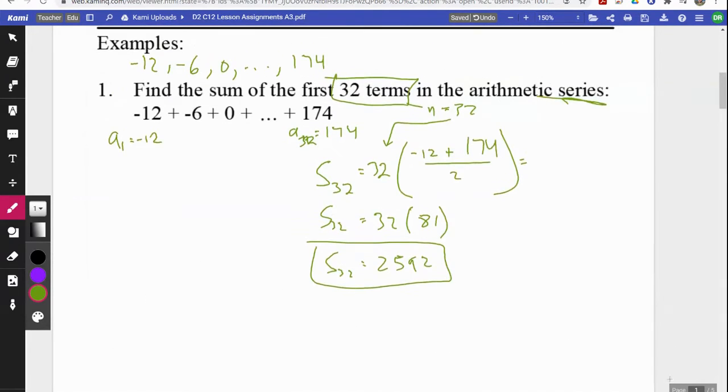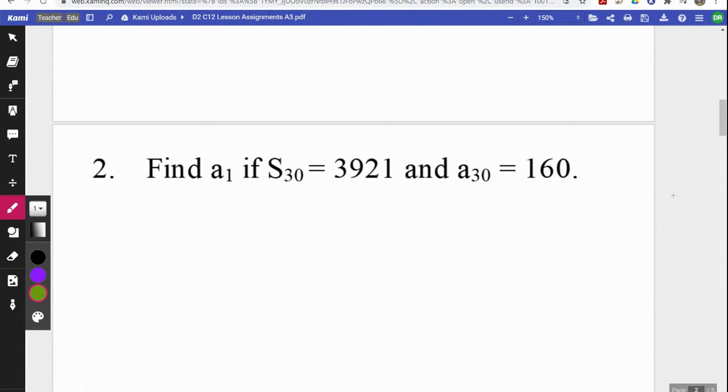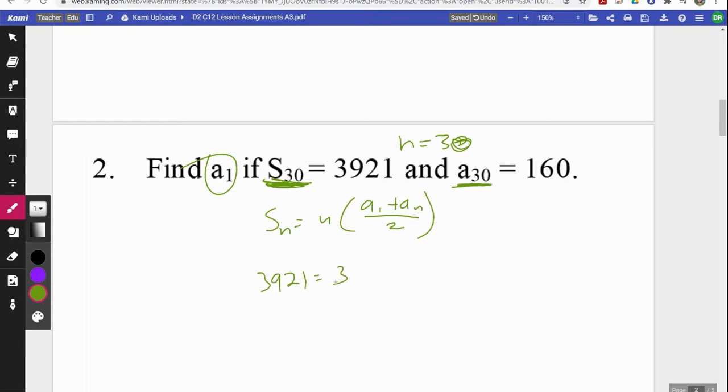Here's another example where maybe we're missing different pieces of information. We're going to find a sub 1 now, but we know s sub 30, the sum of the first 30 terms, and we know the 30th term. Therefore, we also know what term we're talking about. We're talking about the 30th term. And so we could fill this in. Again, here's the formula. So this is s sub 30, 3921, n is 30. A sub 1 we don't know, plus a sub 30 is 160, over 2.